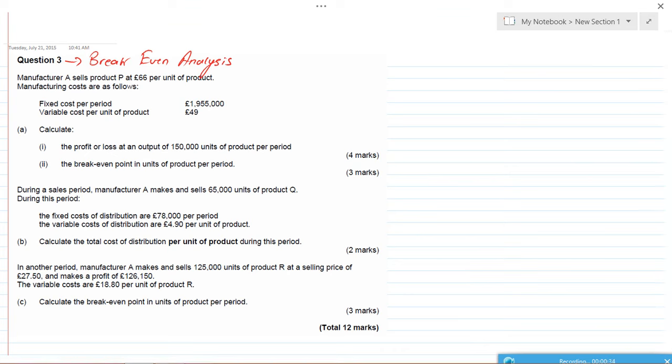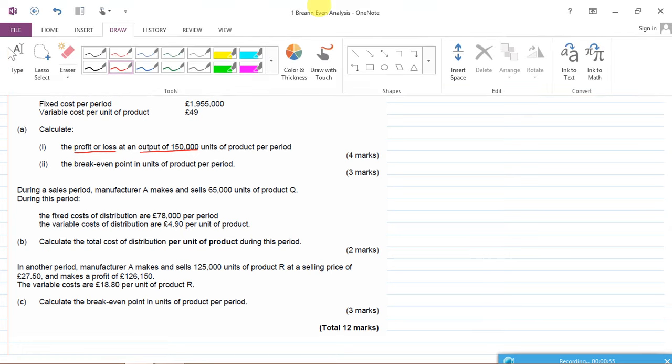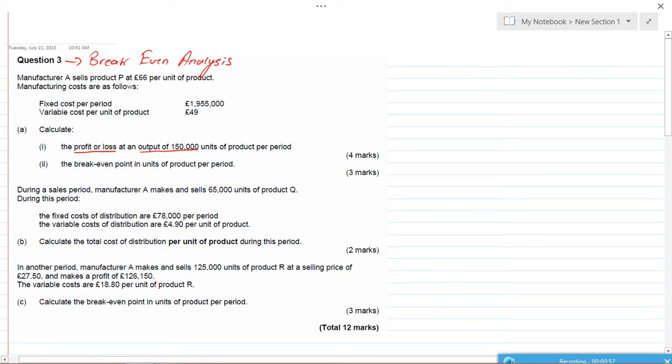What are the required they're asking for? That's a golden rule. You must look at the required. Look at the part A1. They want what? Calculate the profit or loss for an output of 150,000 units. So they want the profit or loss. So the only formula to find the profit or loss is which?